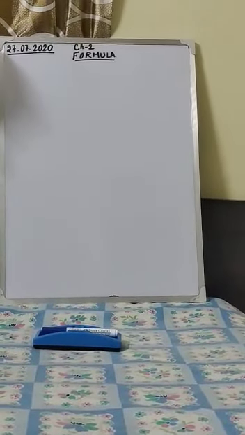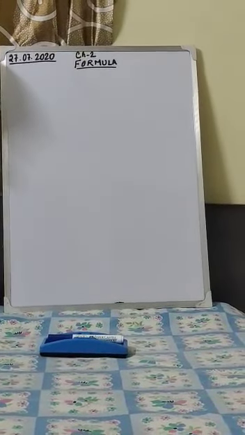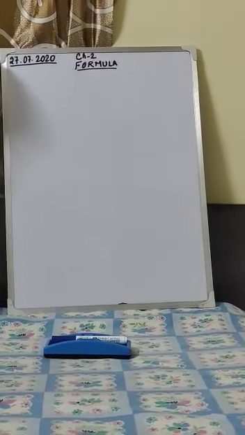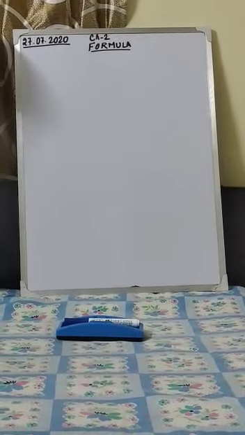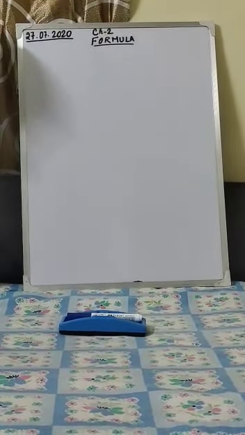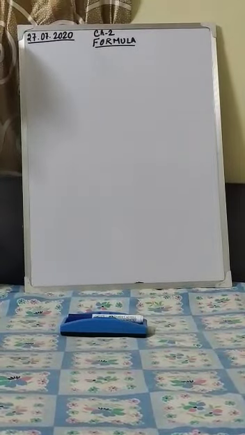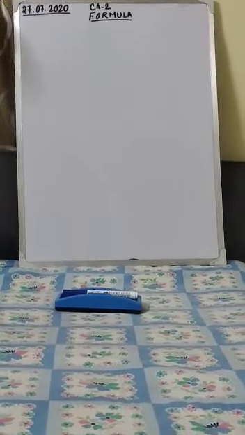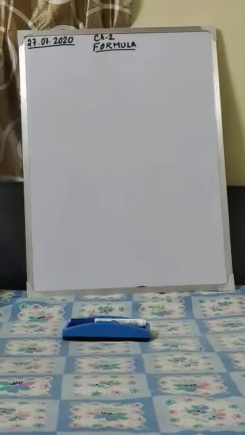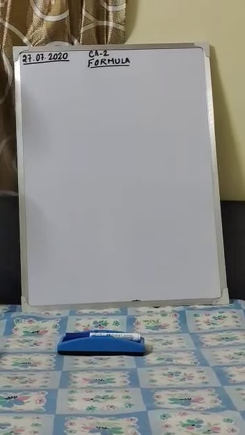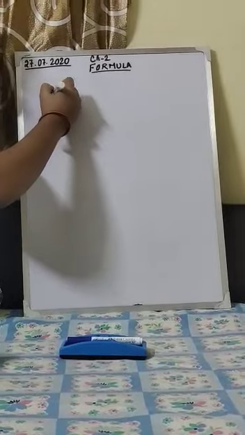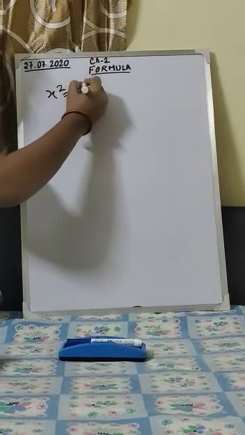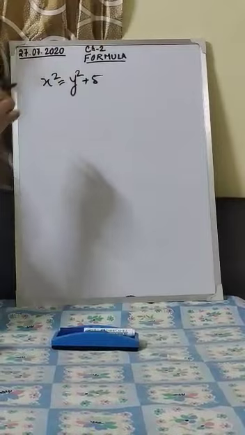In the previous class you have learned how to express a mathematical statement in terms of letters and symbols. When a mathematical statement is written in terms of letters and symbols, then it is known as a formula. For example, suppose it is said that square of x is more than the square of y. This statement is a formula, right?